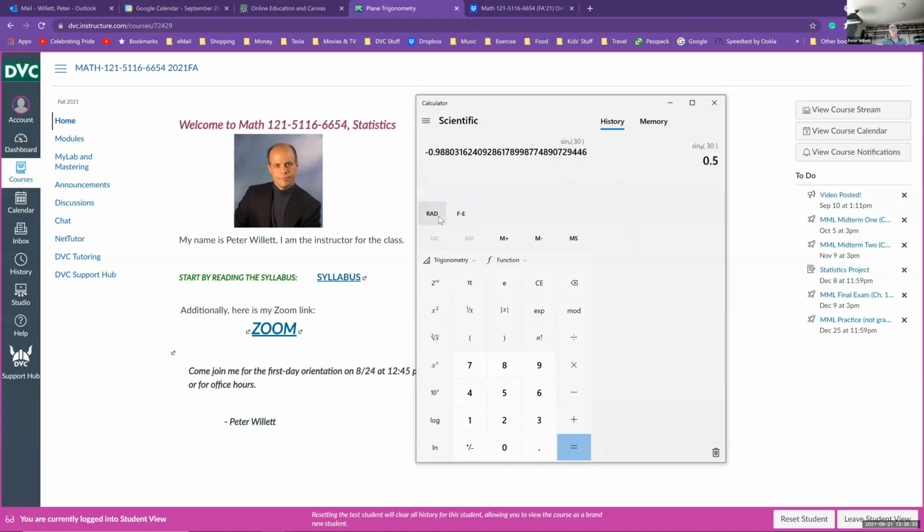And so that's why we have to be careful that we're set in the right mode, because you might have thought you put in 30 degrees, but it's thinking radians. And again, on this calculator, there's a teeny little r there to remind you that it's thinking of this 30 in terms of radians.